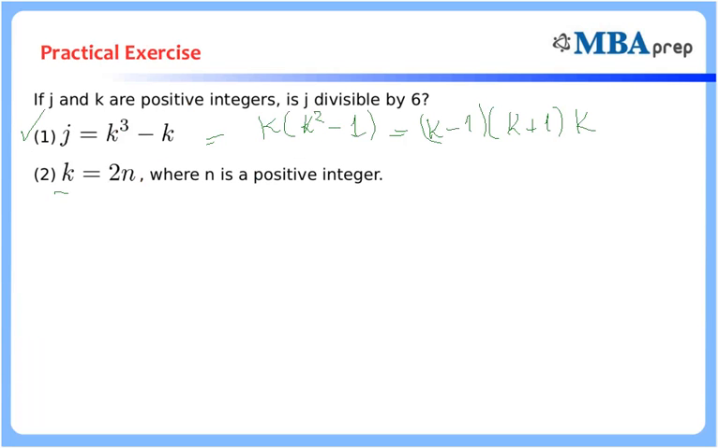The second says that K is twice N, which gives me that it's an even integer. Just that. It's not sufficient to determine whether J, we are talking about J, but not about K, so not sufficient.